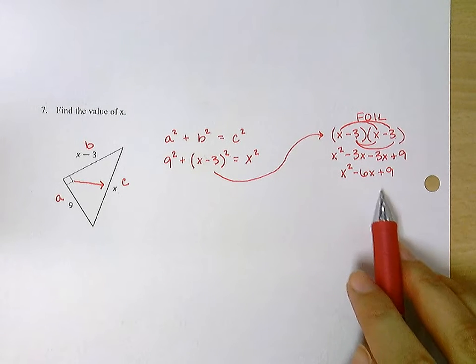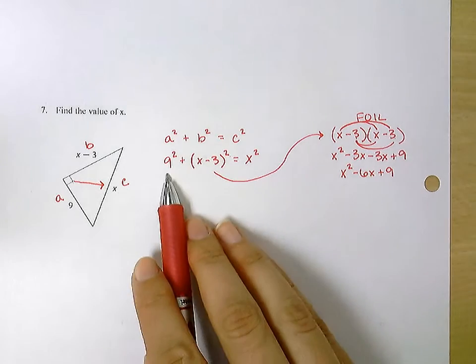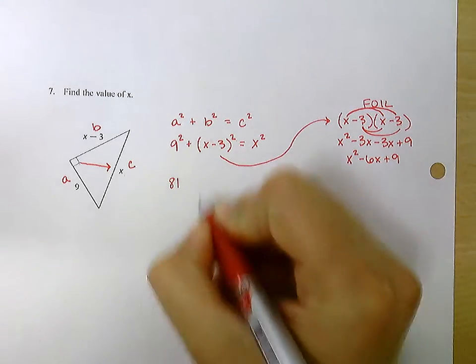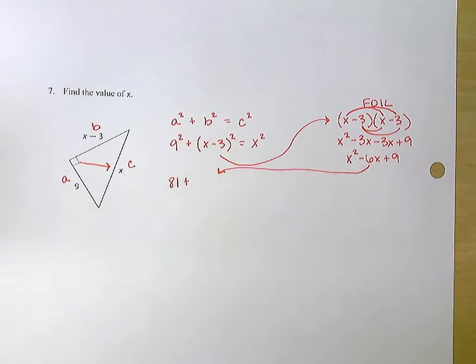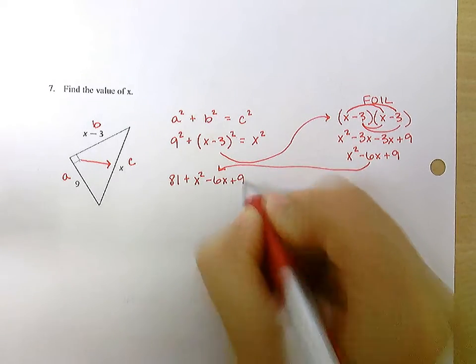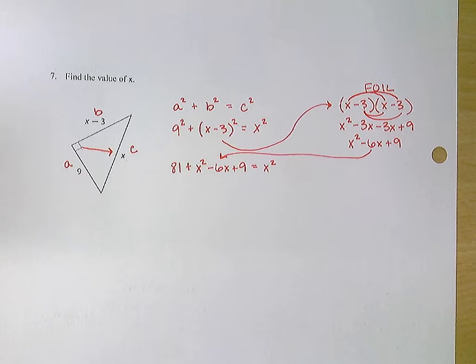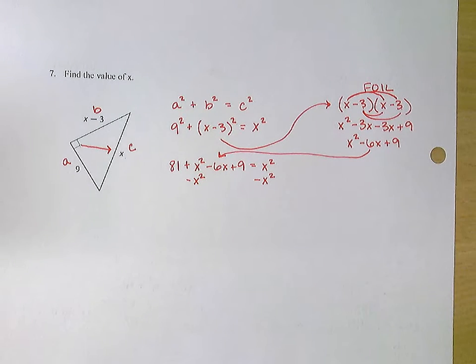Now this wasn't the answer I was looking for. I need to bring this back over to my original problem. Okay, so here, coming back, I have 9 squared. That's 81. Plus, this is where I'm bringing this quantity back here. I have x squared minus 6x plus 9. And again, that's equal to x squared. All right, first thing I'm going to do, I'm going to subtract x squared from both sides. What happens? You no longer have a c.